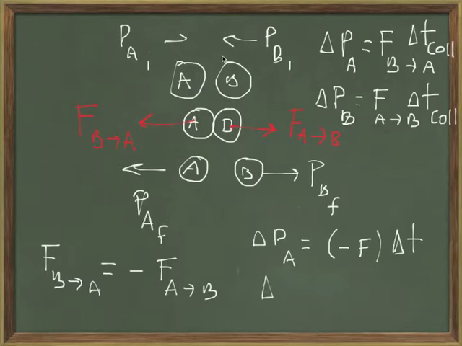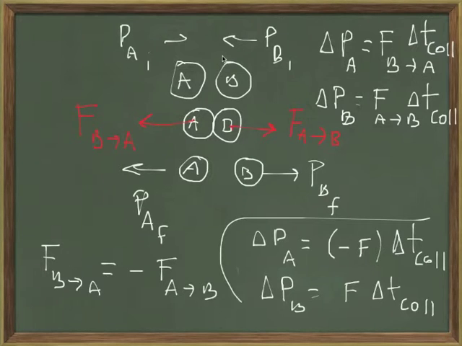And the change in momentum of B is going to be F, equal magnitude, opposite in direction, times delta T of collision. So if A changes its momentum as a result of the collision by 3 kilogram meters per second, I know that the change in momentum of B is going to be minus 3 kilogram meters per second, right? It's got to be that way because they have forces acting in opposite directions, and the force multiplied by the time is the change in momentum.